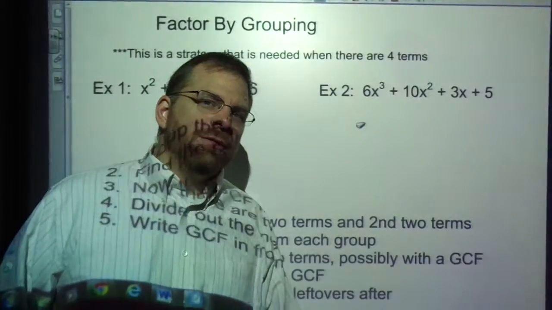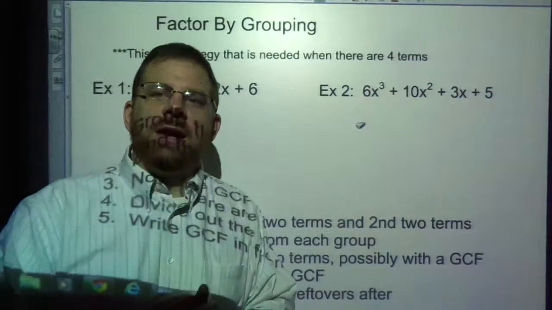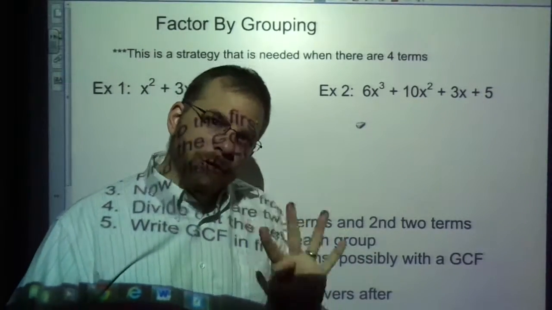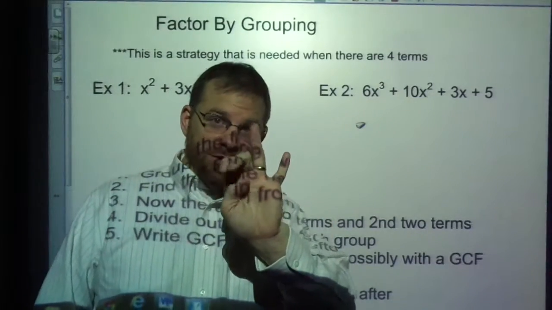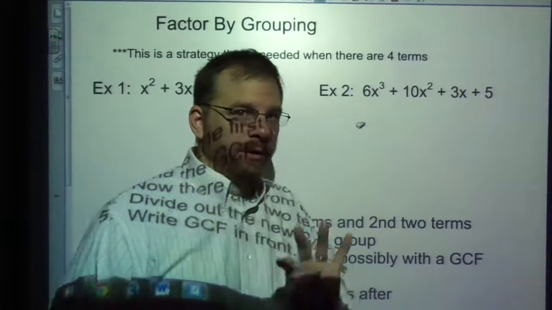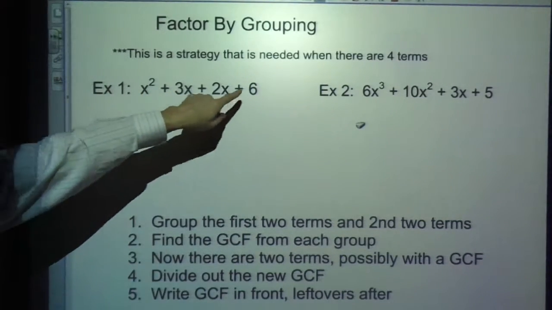Hello and welcome to Factor by Grouping. This is a method I'm going to teach you that needs 4 terms. If there are 4 terms, then we can do what's called factor by grouping, where you group the first 2 together and you group the second 2 together. I'll show you. Let's say we've got something like this with 4 terms.